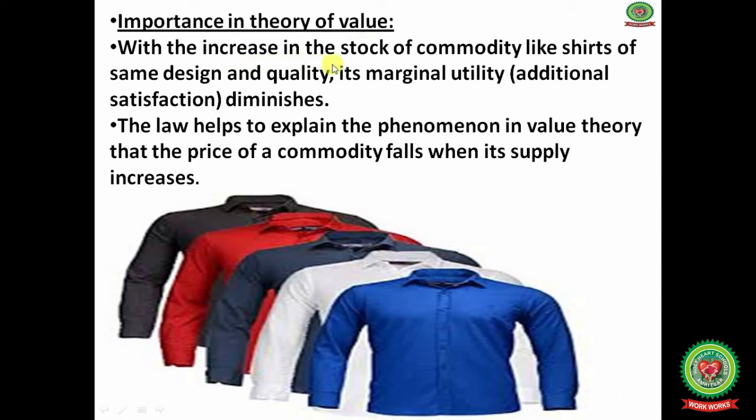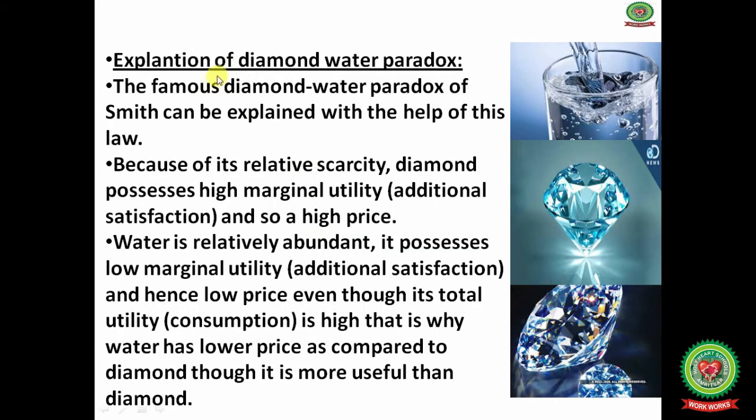Importance in the theory of value. With the increase in the stock of a commodity like shirts of the same design and quality, its marginal utility, meaning additional satisfaction, diminishes. The law helps to explain the phenomenon in value theory that the price of a commodity falls when its supply increases. Next one is explanation of the diamond water paradox.